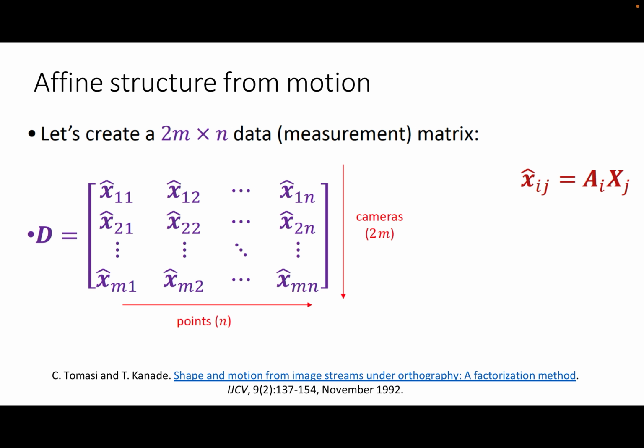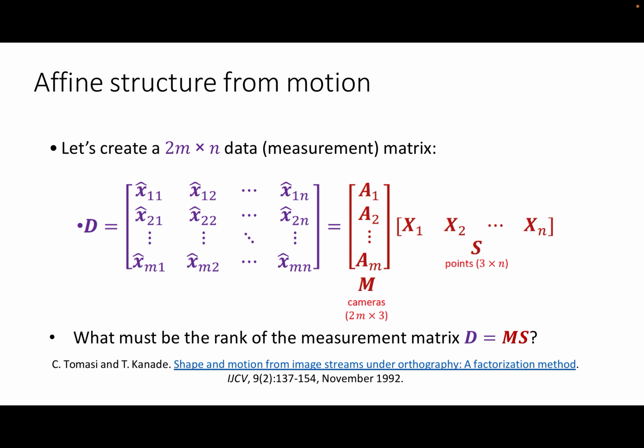Then let's construct a matrix D. Let's create a 2m by n measurement matrix. Measurement matrix means all things are what we know. 2m means there are m cameras and we have x, y, so we have 2m rows, and we have n points, right? So this is a 2m by n matrix, and we can decompose this matrix into cameras and points. Camera is 2m by 3, and points is 3 by n.